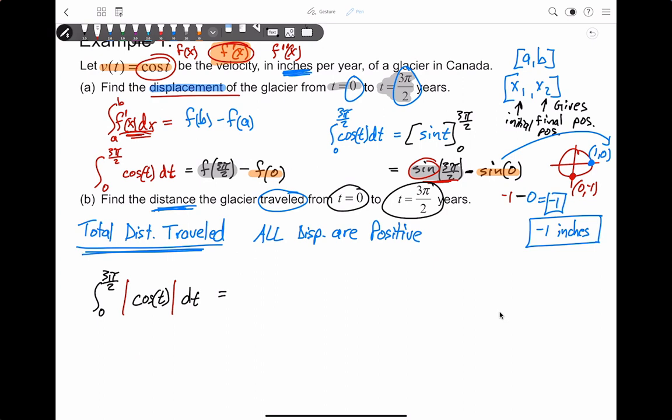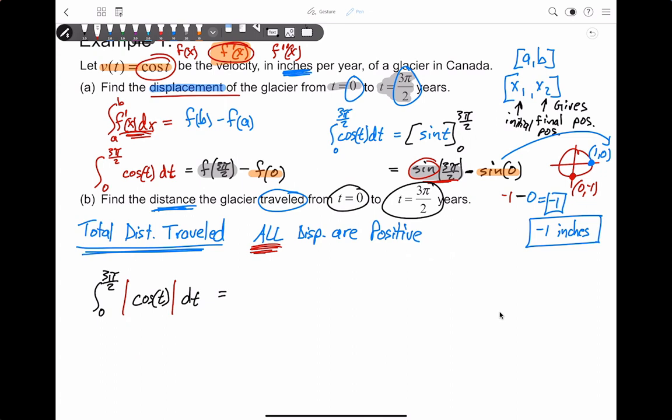Where cosine would have been negative, as far as below the x-axis, we're going to interpret it as being positive, so that we can account for all of these being positive as far as the displacements are concerned. Nothing's going to cancel each other out, okay? And we've seen that in slides before in this unit.